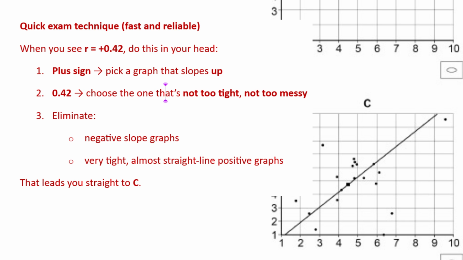To sum up, here's a quick exam technique for this kind of question. When you see R equals plus 0.42, do this in your head. Plus sign. Pick a graph that slopes up. 0.42. Choose the one that's not too tight, not too messy. Eliminate negative slope graphs, very tight, almost straight line positive graphs. That leads you straight to C.